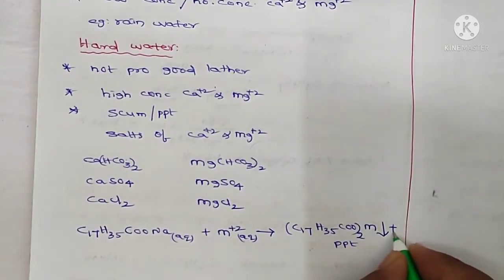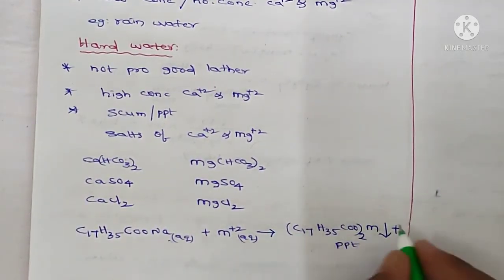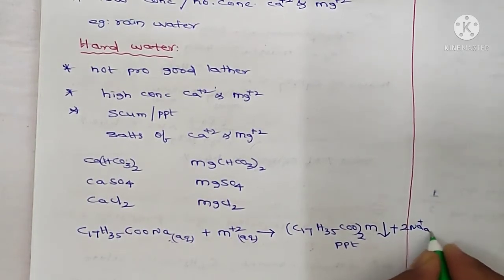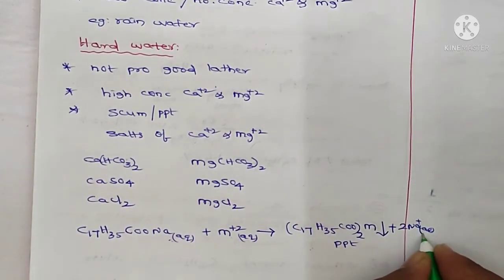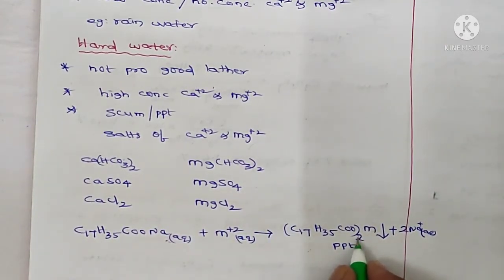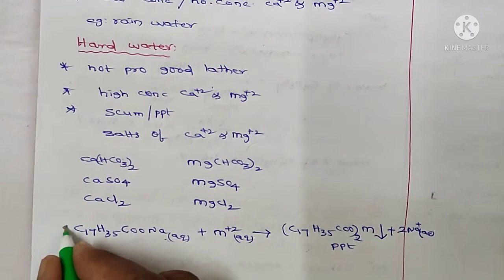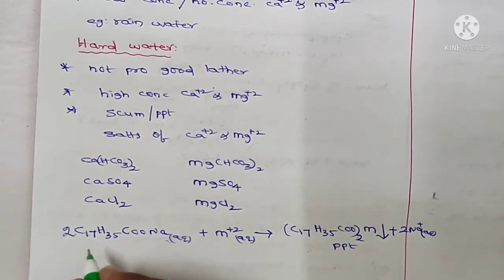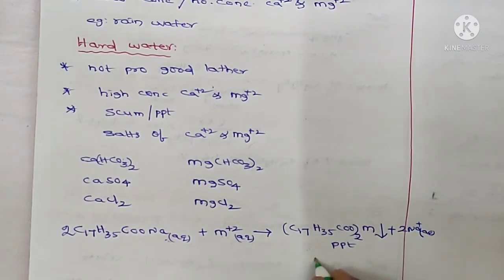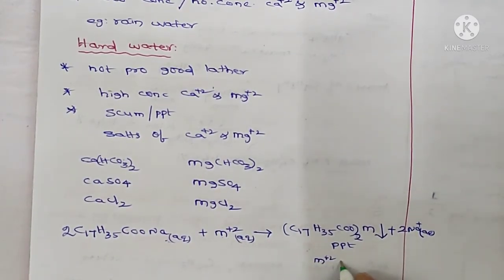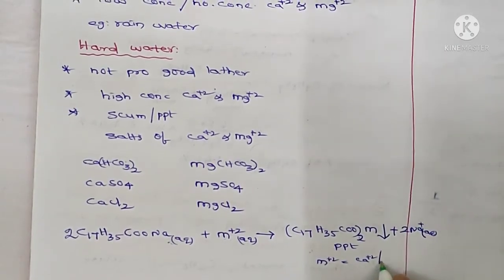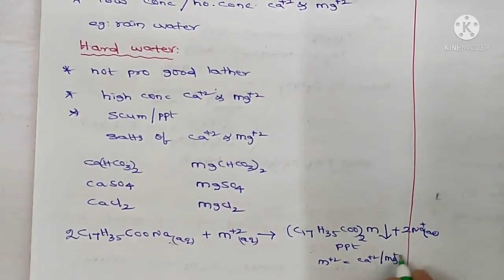And it will also give Na+ ions, 2Na+ aqueous, and we balance that equation, so here we have to take 2. Here M2+ means it may be calcium 2+ or magnesium 2+.